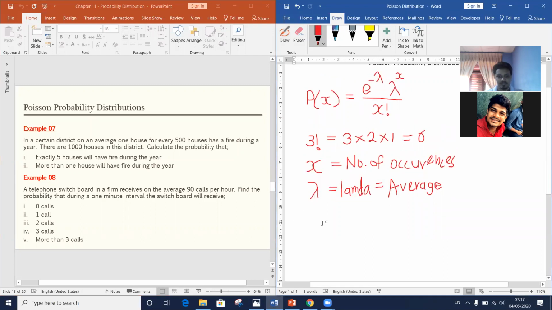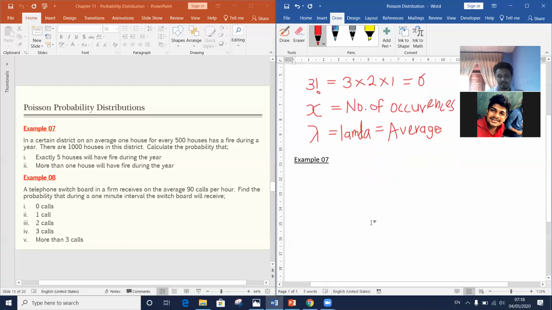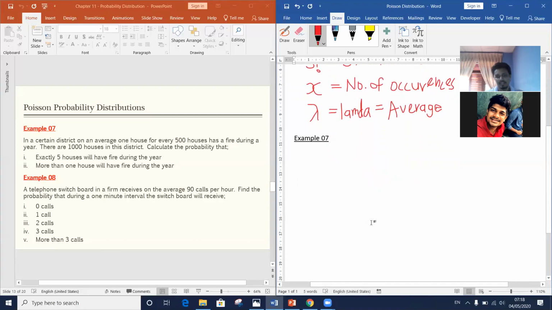Examples. So how can we find the answer there?